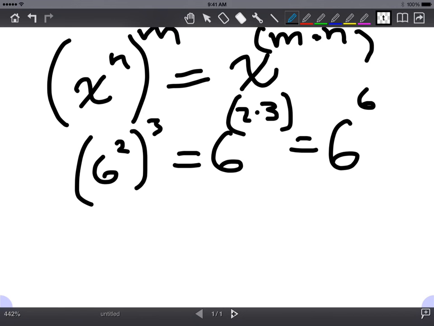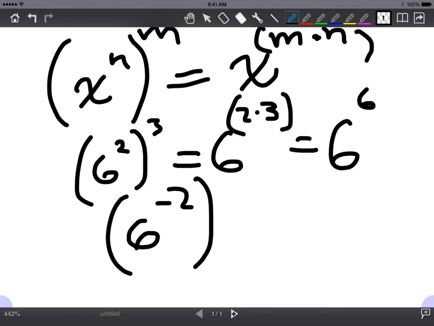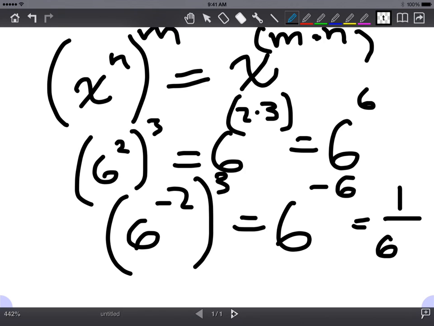Now let's say you have negative numbers. Can you still do it? Well, sure you can. Let's say you have 6 to the negative second, the whole thing to the third power. That's just 6 to the negative 6th, and then remember, you have to do 1 over 6 to the 6th, because that was our last property.